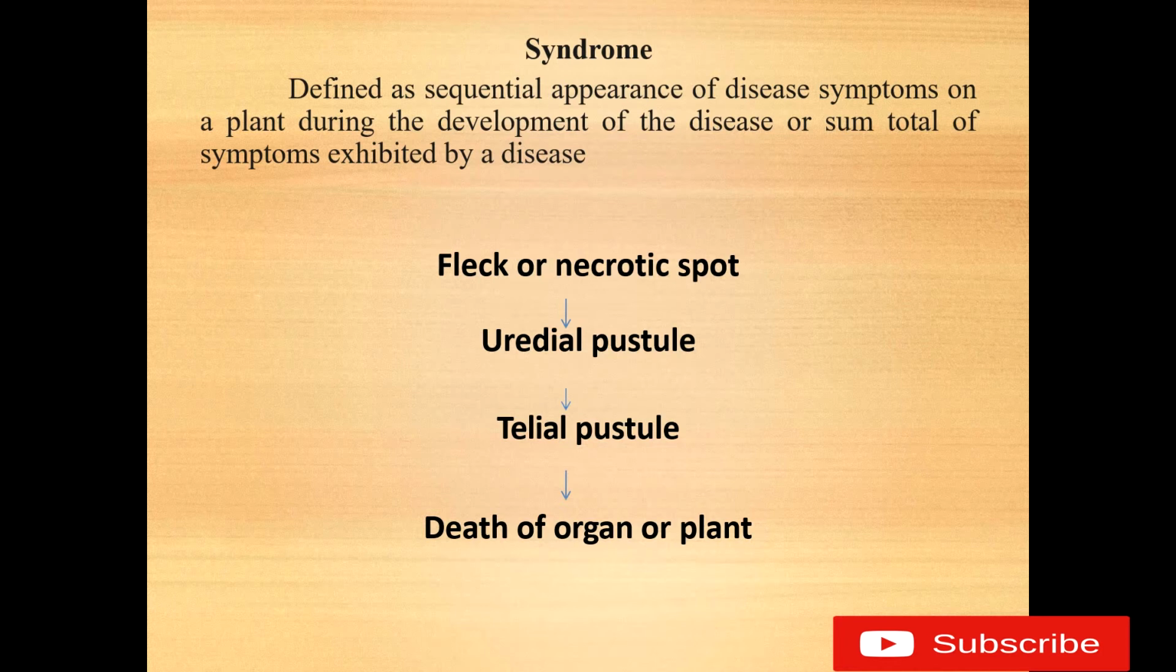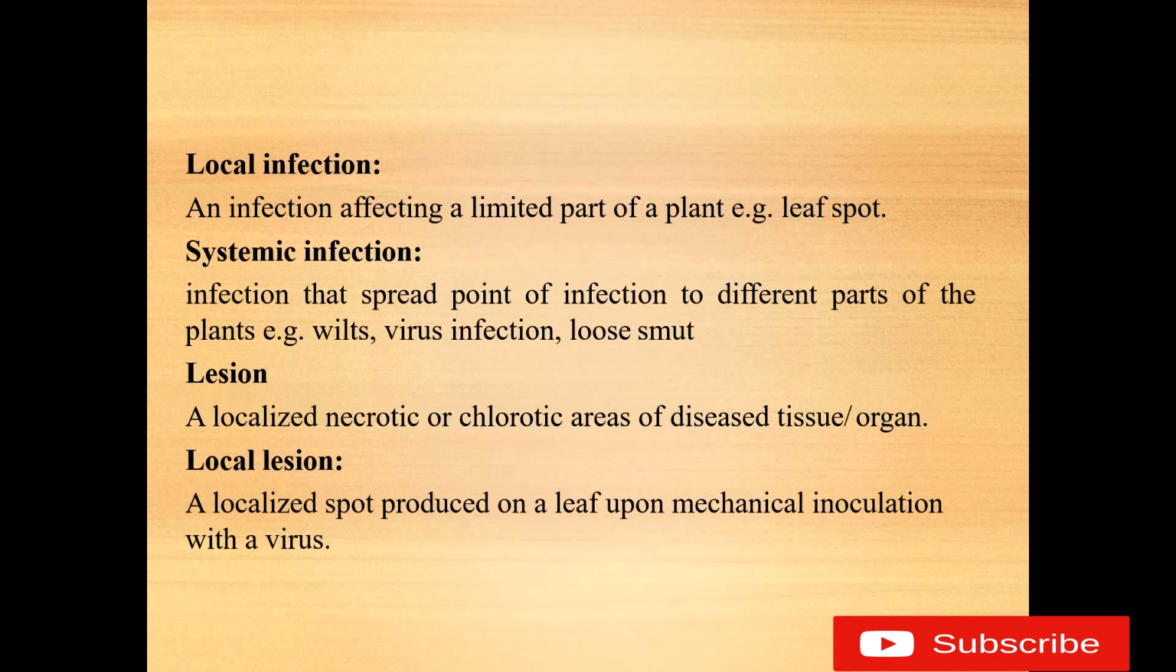Here I quote an example of a plant disease caused by a fungus. First there is a necrotic spot, which is a localized symptom of dying tissues. After that it expands to form a pustule. Then that pustule changes its nature, into the uredial pustule and telial pustule, which we will deal with later, and ultimately the death of the organ or the plant happens. This sequence of events altogether is known as a syndrome of plant disease.